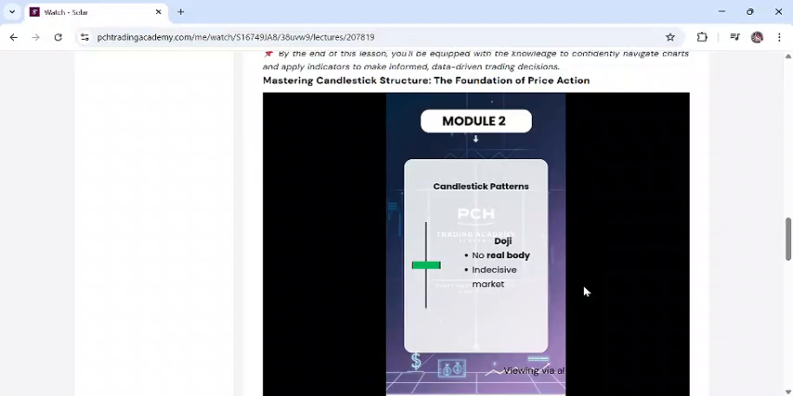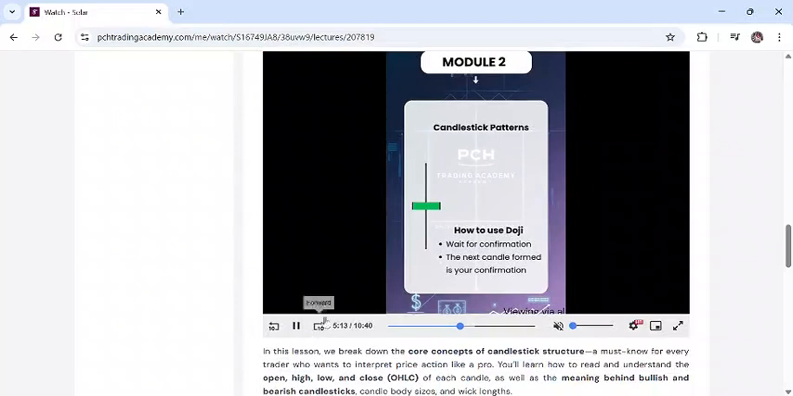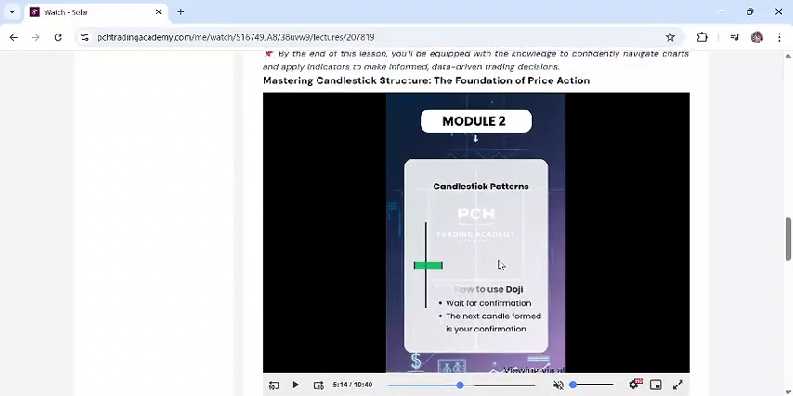Candlestick patterns for binary trading. The first one, we have the doji. Now, doji is a candle with almost no body at all. It has no real body. Now, it means that the market is indecisive. As such, the trend may reverse or continue. Now, how do you use a doji? You have to wait for confirmation before entry. This confirmation is through the next candle that is formed after the doji.